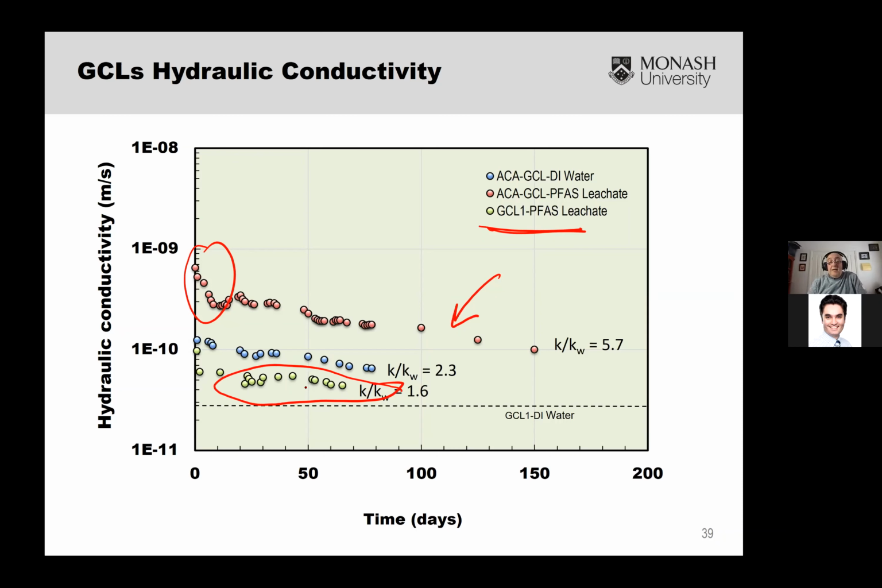So one can easily conclude, oh yeah, that's all good. Why did you bother adding activated carbon since the permeability or hydraulic conductivity is much higher compared to a conventional GCL? Well, if you look at the next slide, that will explain why we need activated carbon.